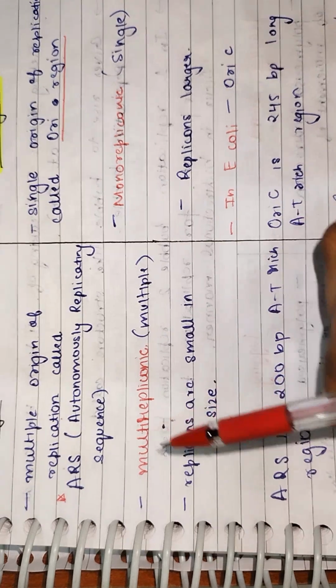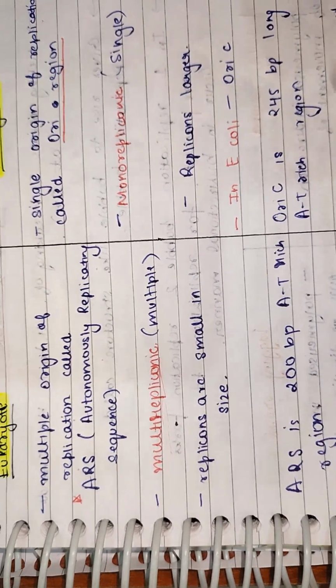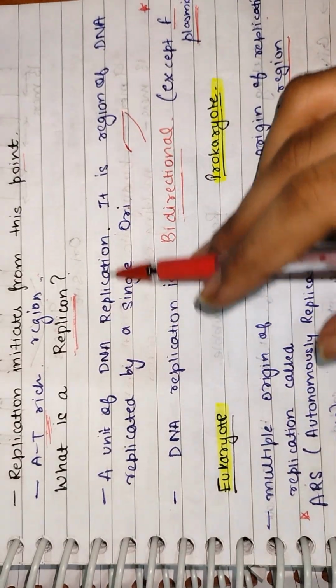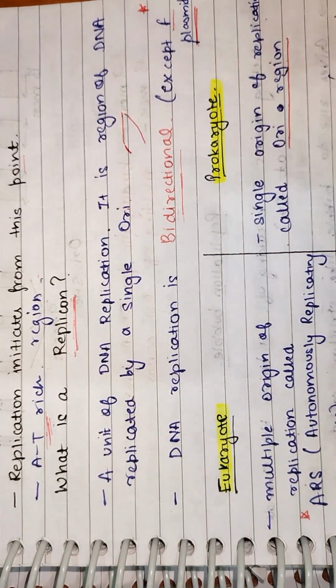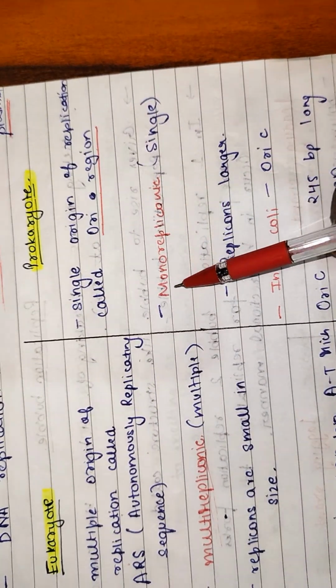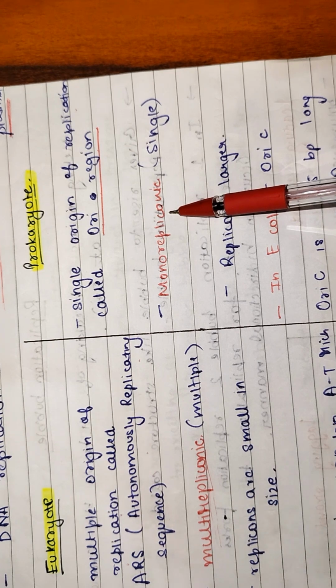In eukaryotes, it is multi-repliconic. Multi-repliconic means that there are many replicons, that is, many DNA segments which are synthesized from many origins of replication. Whereas prokaryotes are monorepliconic, that is, the whole complete DNA is synthesized in a single replicon with the help of a single ORI.